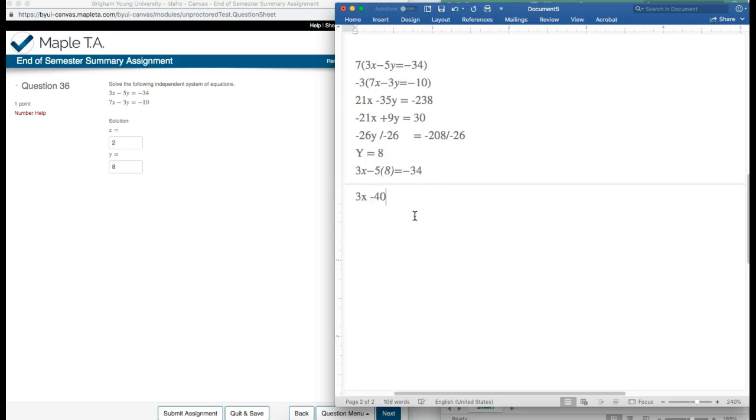Okay, so then we get 3x minus 40 equals negative 34. Then we need to add 40 to both sides to cancel it out. On the left-hand side, the 40s cancel, so I'm left with 3x. On the right-hand side, negative 34 plus 40 gives me positive 6. And then to keep solving, we need to divide both sides by 3 to cancel out that 3. And 6 divided by 3 is 2, so I get x equals 2.